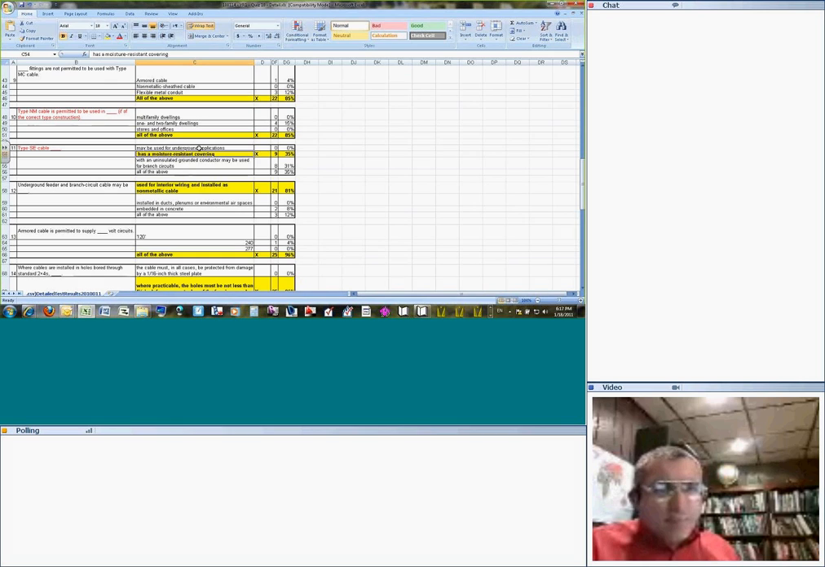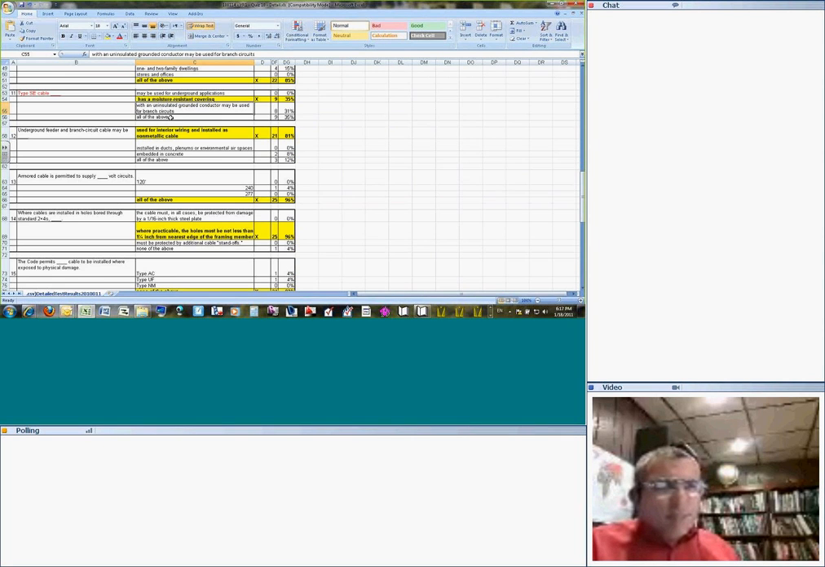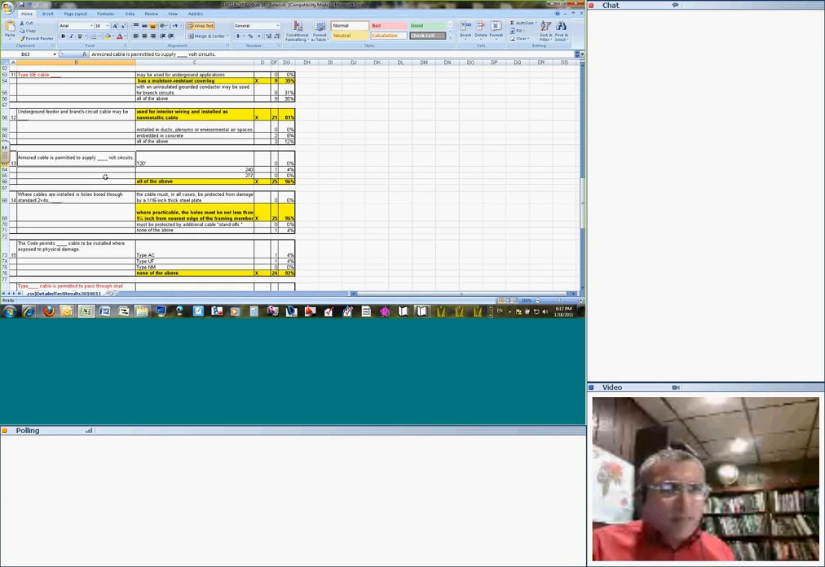It says may be used for underground application. No, that's a USB cable. That's number 11. Number 12: underground feeder and branch circuit cable. The cable may be used for interior wiring. The UF cable, interior, installed as a non-metallic cable. So we're talking UF cable. You can use it inside, treat it like an NM cable in terms of construction and so forth. So everybody got it almost right.